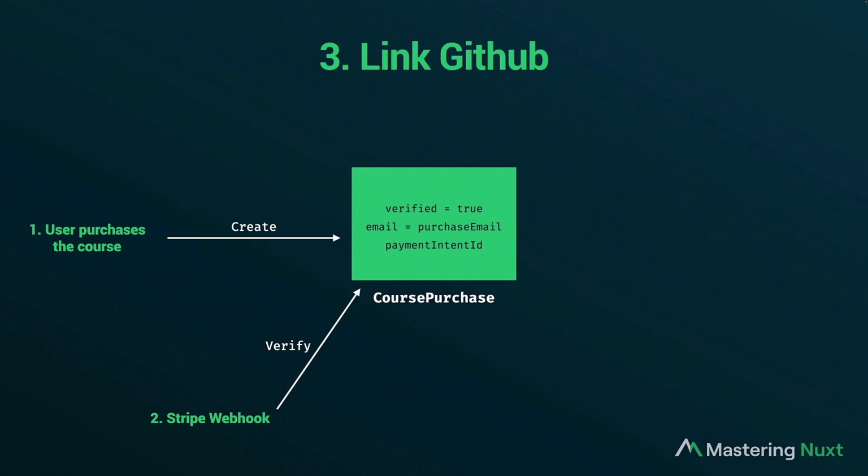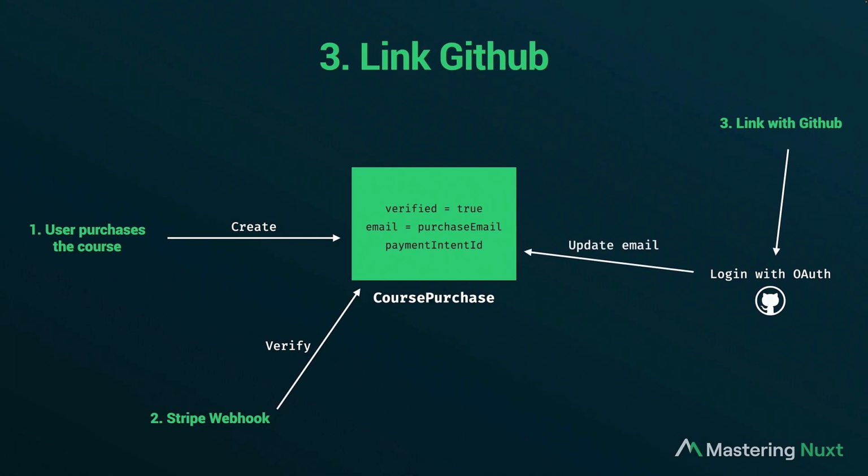The third step in this process is to link a GitHub account. So after this payment has gone through successfully, and while the Stripe webhook is firing at some point, we will get the user to log in with their GitHub account. And once we've done that, we can grab that email from that user token and then use that to update this course purchase object. So at this point, we have made sure to verify using the Stripe webhook and updated the email so that the course purchase object is now linked with the GitHub account. So we've solved our two problems.